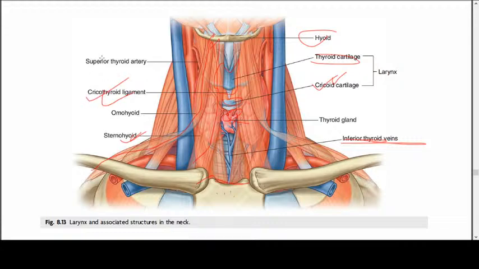This is the cricothyroid ligament. Okay, thyroid gland.